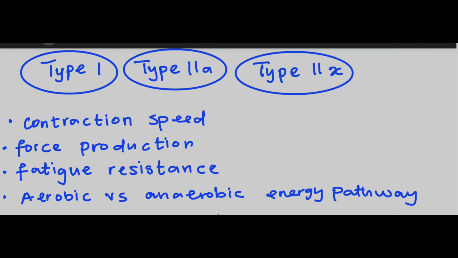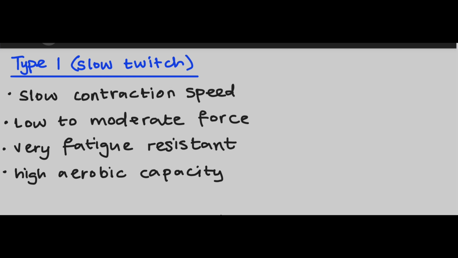These are the three muscle fiber types you need to know: Type 1, type 2A, and type 2X. And simply, you should be able to define, describe, and characterize these different muscle fiber types by these factors: contraction speed, force production, fatigue resistance, and the energy pathway that they use, whether it's an aerobic or an anaerobic energy pathway.